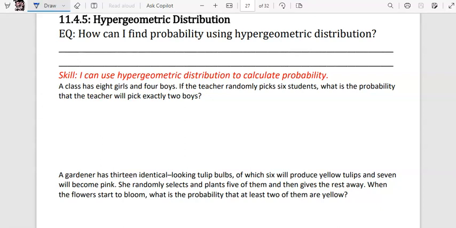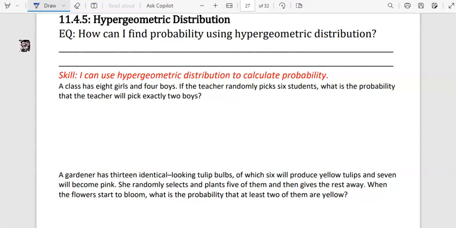11.4.5 Hypergeometric Distribution. Essential question: How can I find probability using hypergeometric distribution? Skill: I can use hypergeometric distribution to calculate probability.